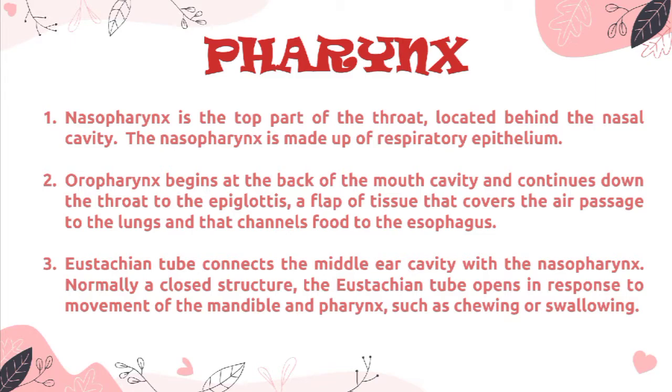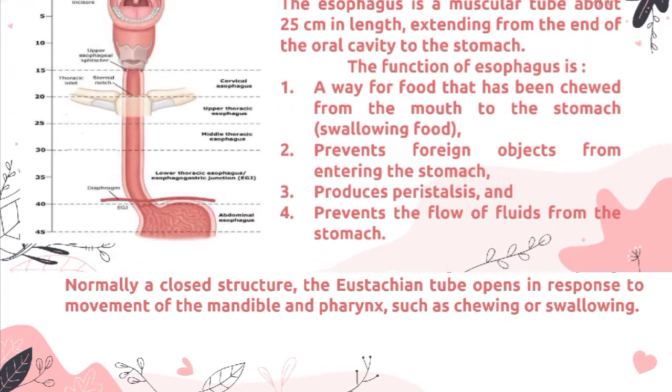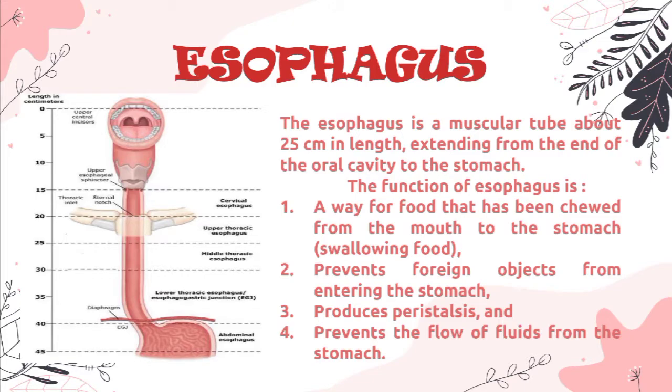Number 3. Eustachian tube. The eustachian tube connects the middle ear cavity with the nasopharynx. Normally a closed structure, the eustachian tube opens in response to movements of the mandible and pharynx, such as chewing or swallowing. Okay, we will continue to the next organ which is included in the digestive organs.